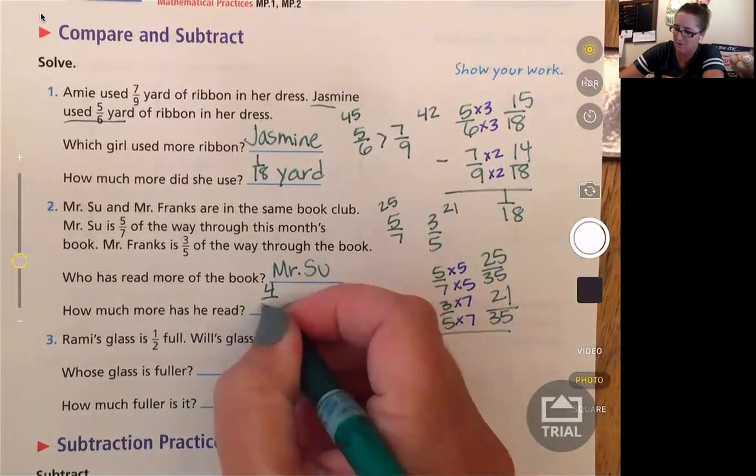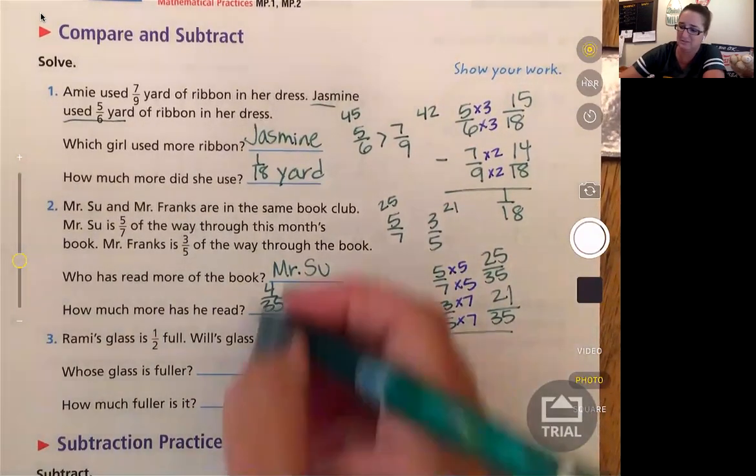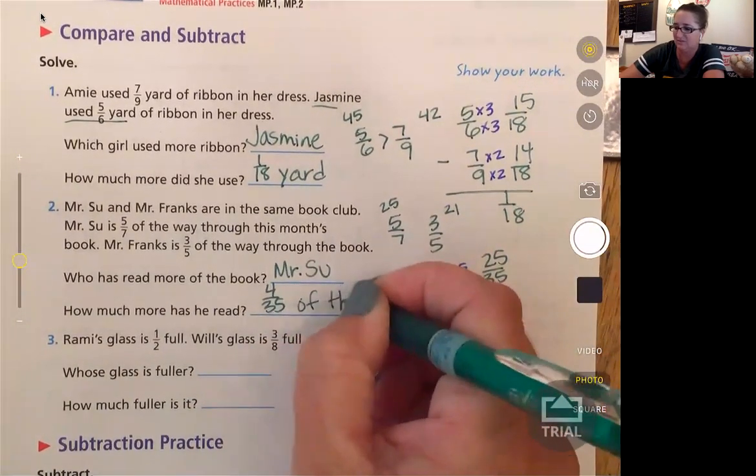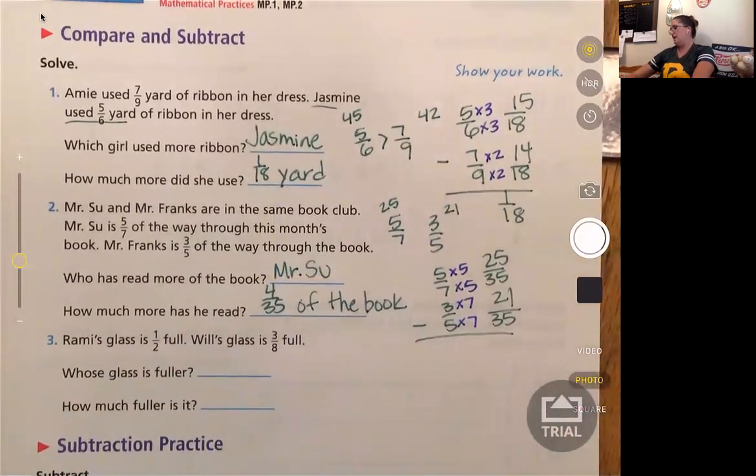4/35 of a cookie? No, 4/35 of a book. 4/35 of the book. You got it.